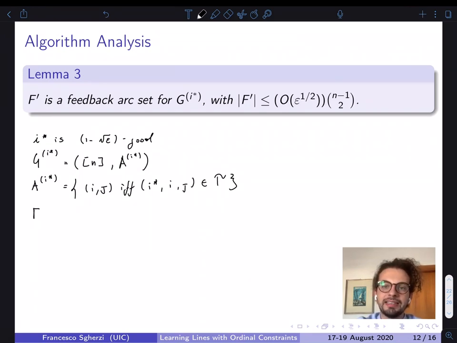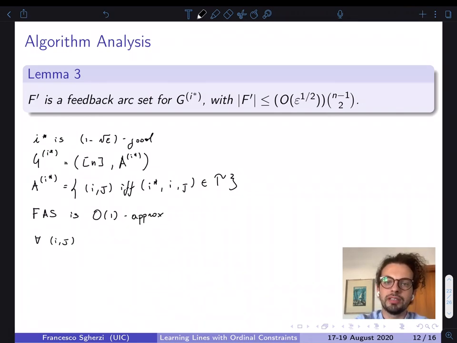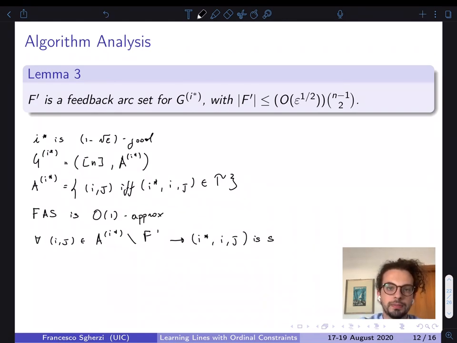Now we need to demonstrate that the embedding obtained by removing the violated constraints is not only a topological ordering of the nodes, but also that the number of edges removed is small, and therefore this embedding can be obtained by computing the feedback arc set on the created tournament. The demonstration of the size follows from the definition of alpha goodness. If the point i* is 1 minus square root of epsilon good, then it's involved in at most a square root of epsilon fraction of violations, and therefore this is the maximum number of edges that are removed. It remains to demonstrate that the resulting embedding is a topological sort, and therefore it can be obtained by solving the feedback arc set on it.